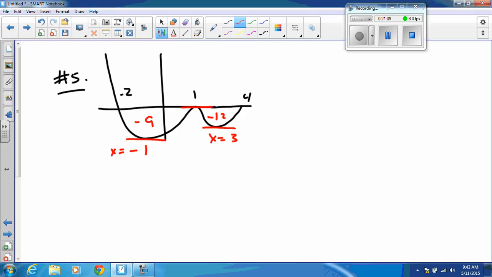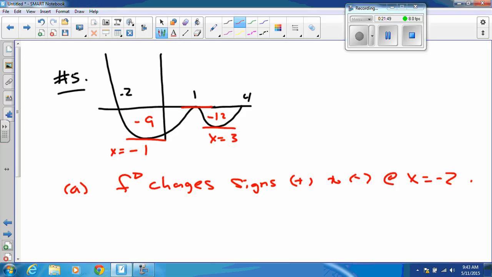Find all x coordinates at which f has a relative minimum. Give a reason for your answer. That is going to go to Johan. Find all x coordinates at which f has a relative maximum. For a relative maximum, f prime of x has to change sign between positive and negative. So this should be -2. Good. And that'll work.